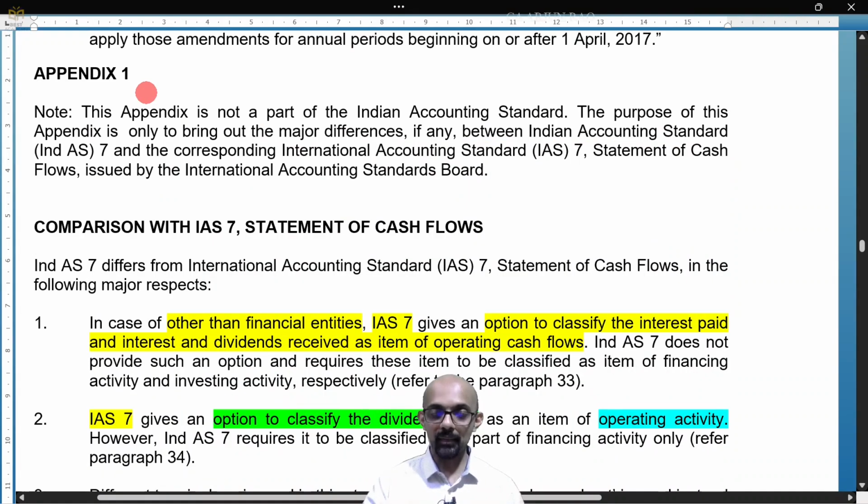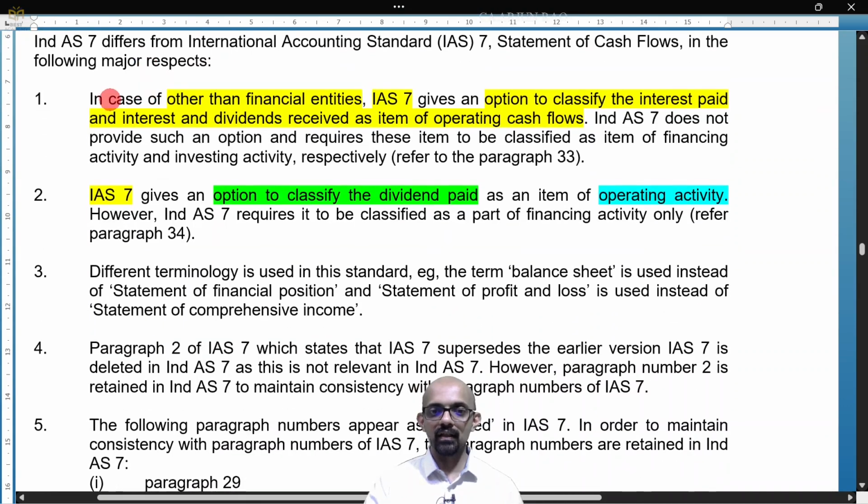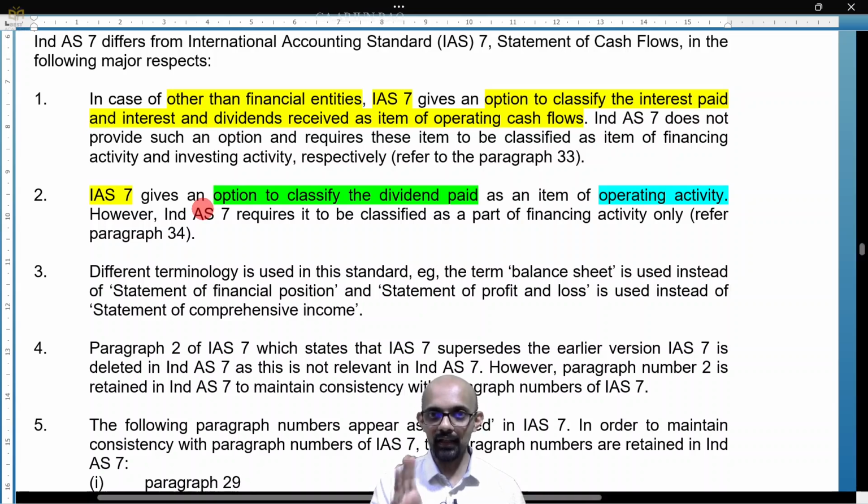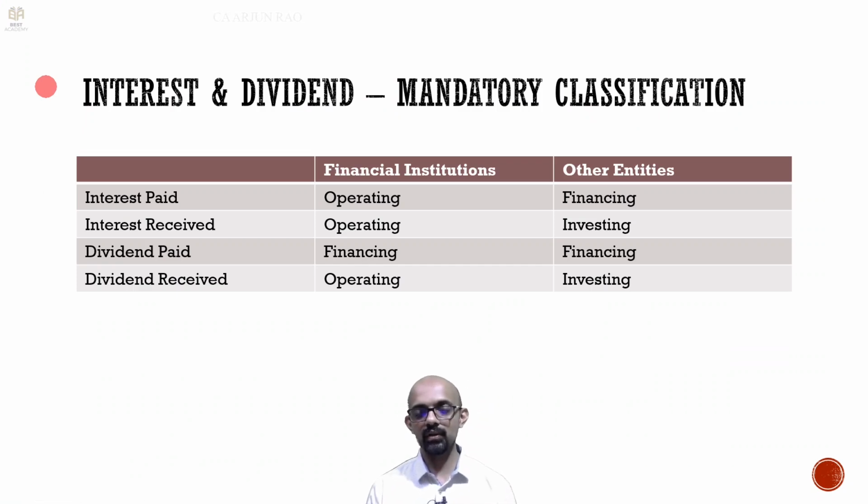Further, in appendix 1 of Ind AS 7, there also it is clearly mentioned that IAS 7 gives the option, but Ind AS does not provide such an option, right, both for interest as well as dividend. So, these lines in the standard make it very clear that it is a mandatory classification. So, for financial institutions, except dividend paid, because dividend is paid to the owners, it is a source of finance, that is financing, everything else is operating. For other entities, paid is financing, received is investing.